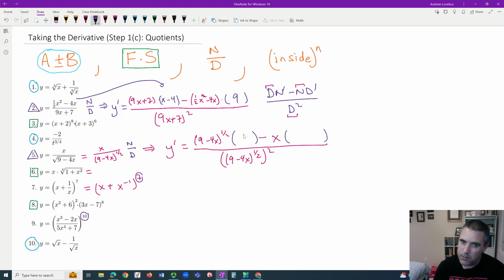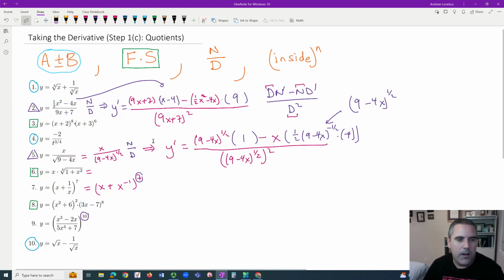Here I should have the derivative of the numerator, which is 1. And here I need to figure out the derivative of this. So that is going to require this chain rule idea, which is 1/2, 9 minus 4x to the negative 1/2 times negative 4. So that's it. I'll now make a separate video on the chain rule.